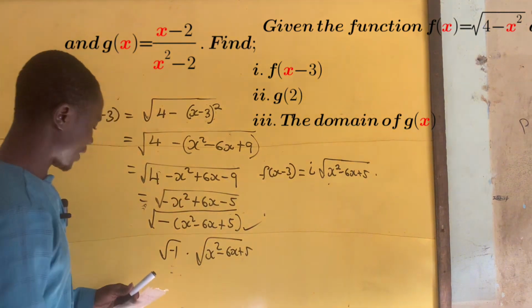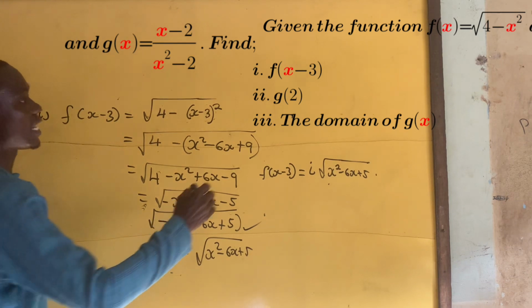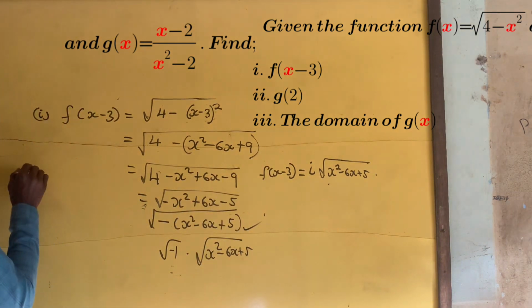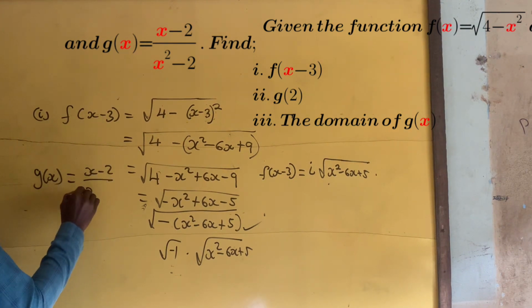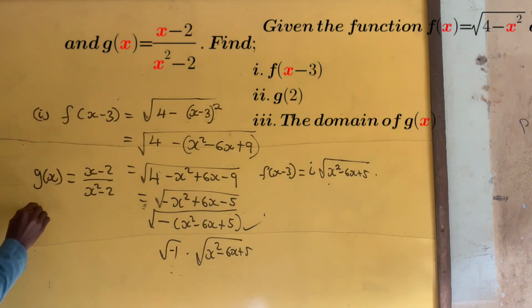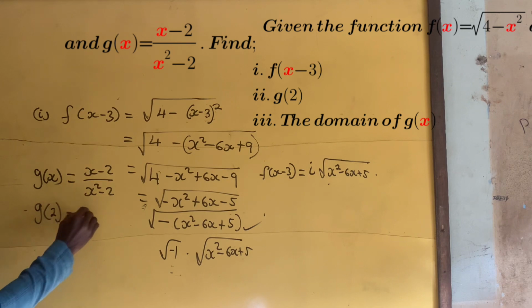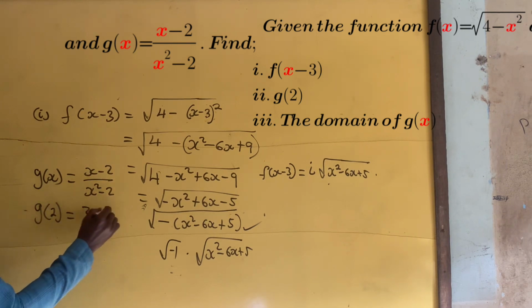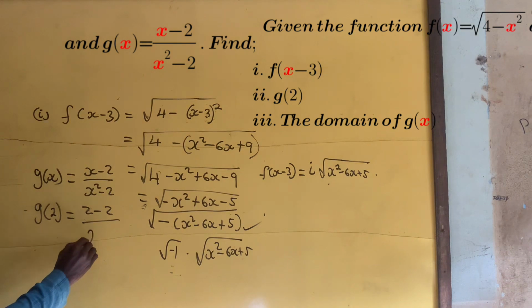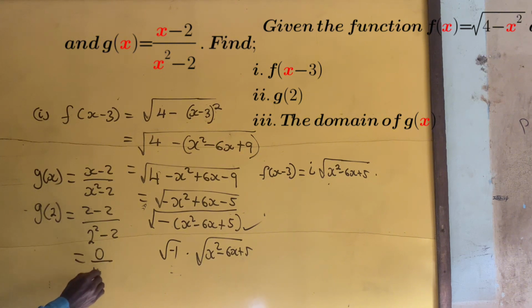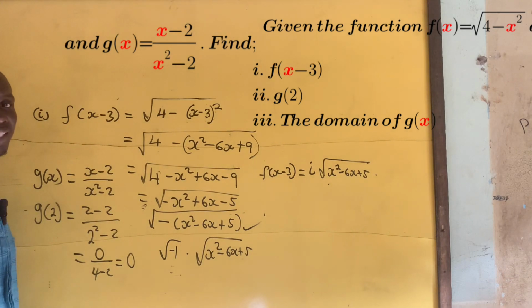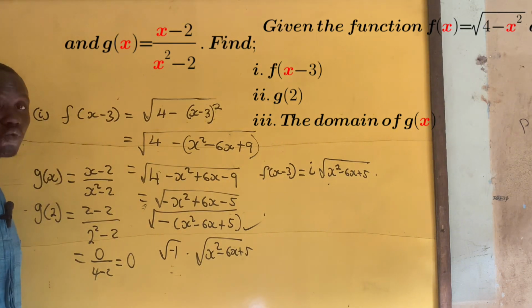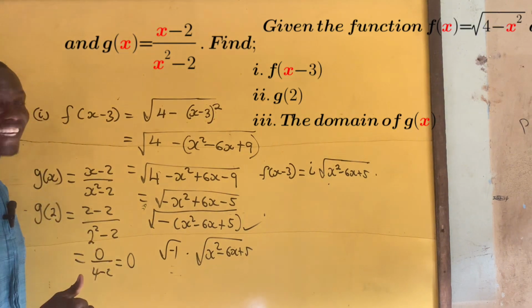So let's check the second part. We have to find g of 2, but g of x equals x minus 2 divided by x squared minus 2. So g of 2 will be 2 minus 2 divided by 2 squared minus 2, and that will be 0 divided by 4 minus 2, and that is equal to 0. Wow, that is that in a very simple way. That is g of 2, and we are done. Nice.